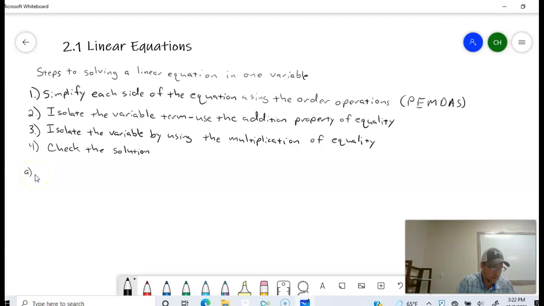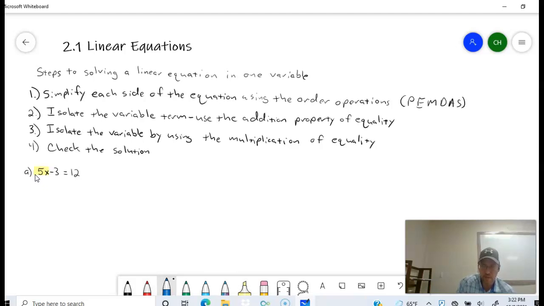Example A, we'll do 5x minus 3 is equal to 12. I'm going to simplify each side. There's nothing I can combine on either side. They're not like terms. So step 1 is done. Second step is to isolate the variable term. So the variable term is 5x. I need to isolate that. That means I need to get that 3 off of that side.